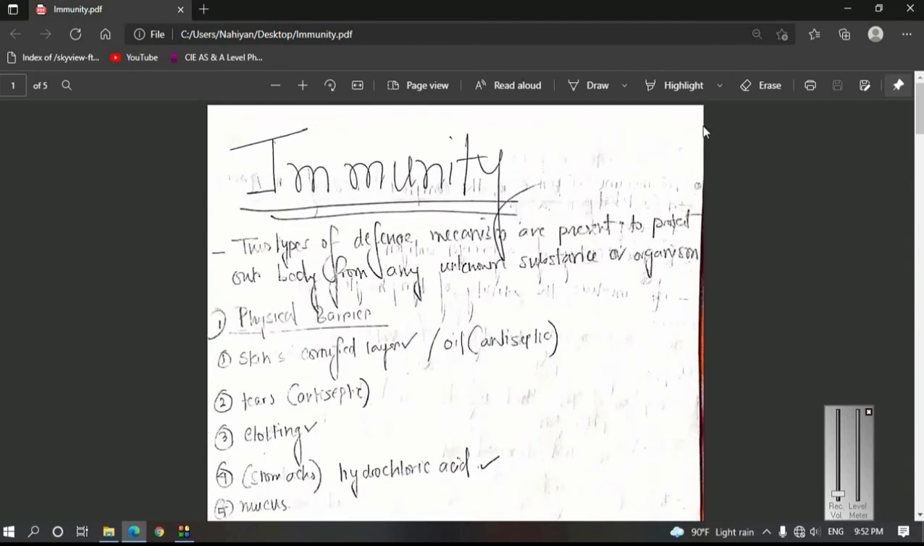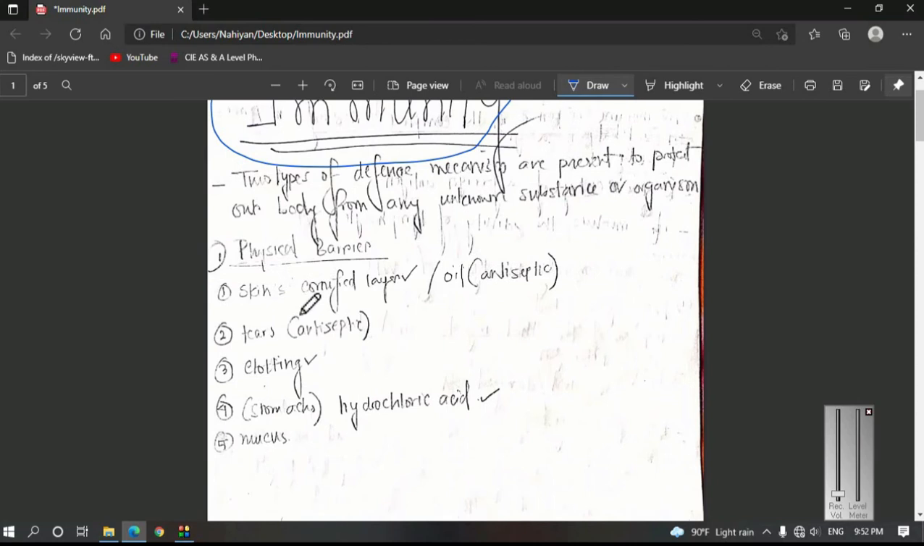Immunity as a whole is actually about how our body defends our system from attack, from microorganisms. So first of all are the physical barriers. For instance, the skin's cornified layer. The cornified layer is actually the dead layer in your skin.